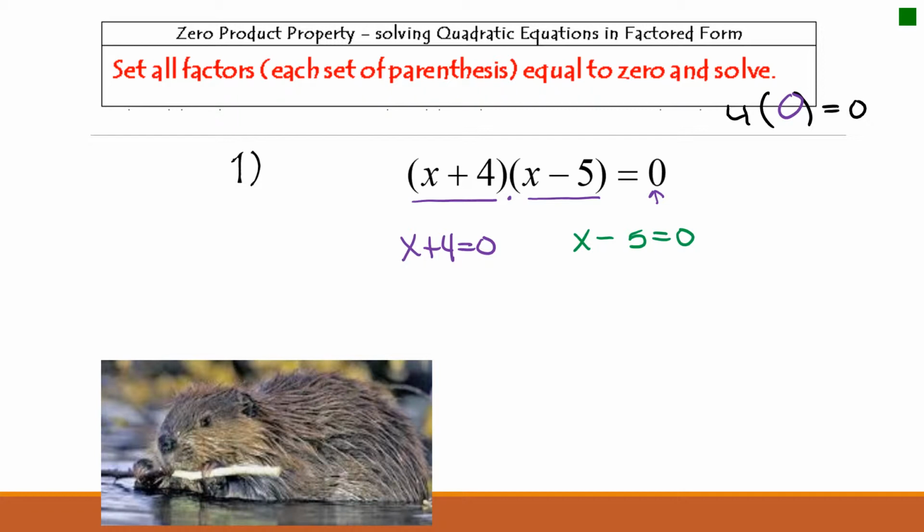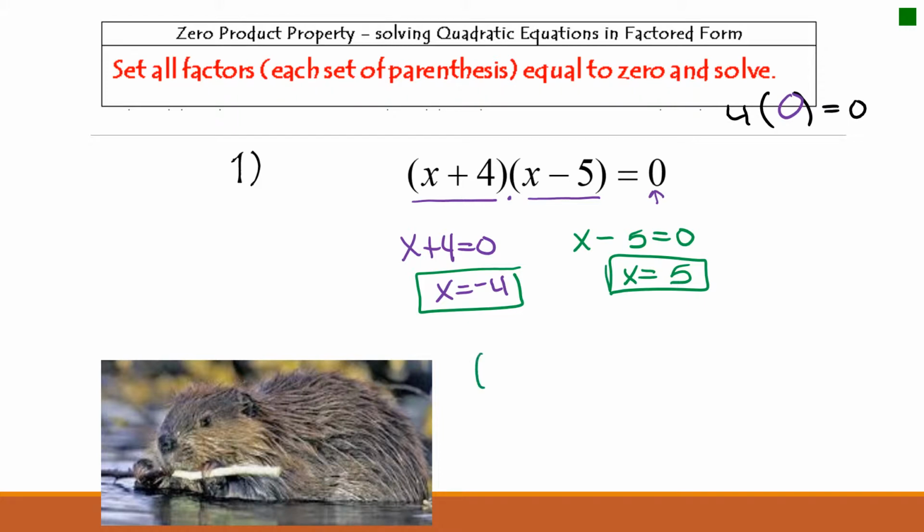Now it can be an "or." How do I solve that? We would subtract 4, so we would say x is negative 4. Over here we would say x equals 5. So my solutions are negative 4 and 5. Those are the two numbers that make this equal 0.